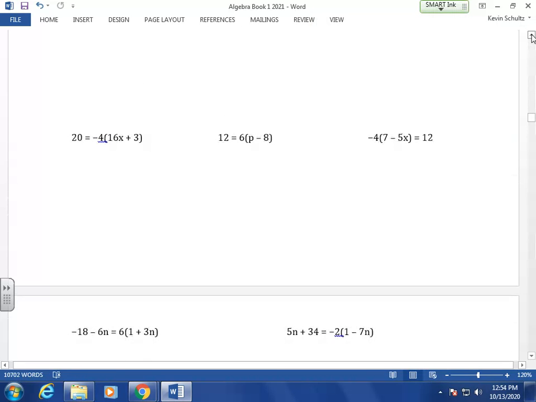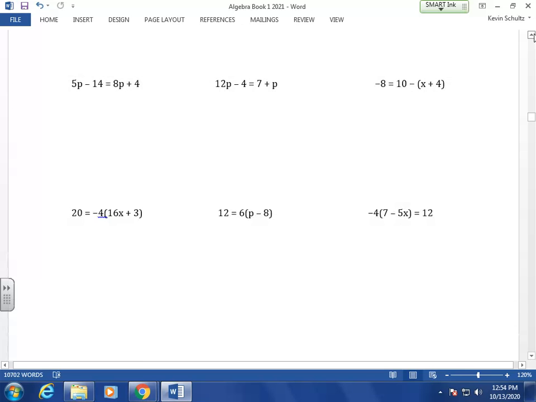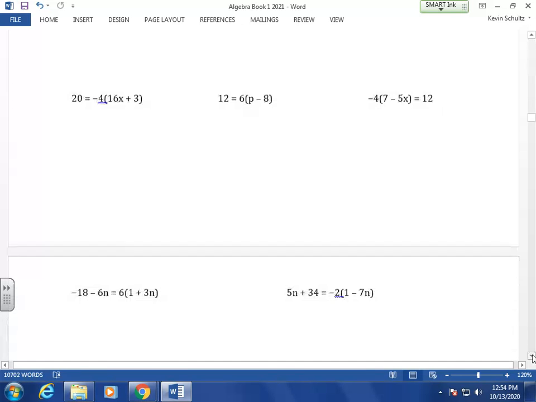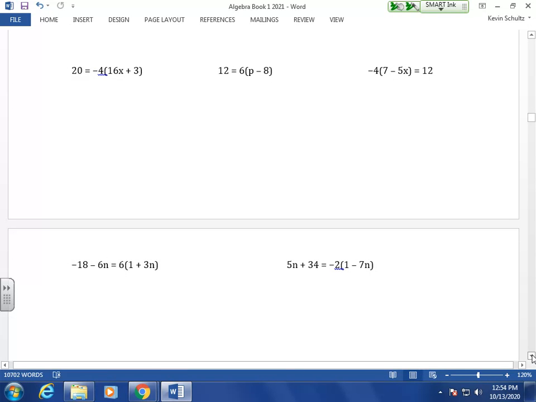Then we have, what do we use? Just the bottom row left? Yeah. These three here. That first one, we're distributing in the negative 4. So we get 20 equals negative 4 times 16 minus 12.